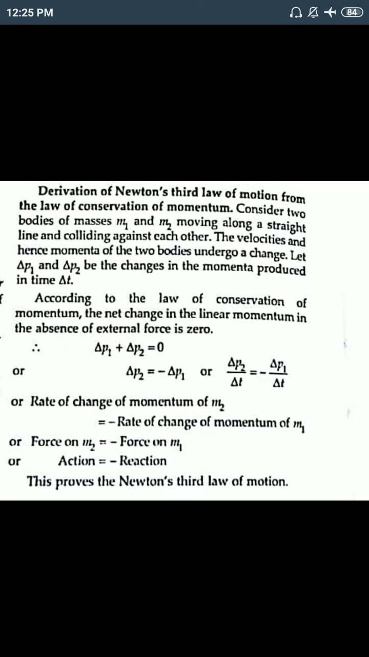Now according to the law of conservation, the net change in linear momentum in the absence of external force will be 0. So we can write delta P1 plus delta P2 equals 0, or delta P1 equals minus delta P2, or delta P2 equals minus delta P1. Now if we divide both sides by delta T, delta P2 by delta T equals minus delta P1 by delta T.